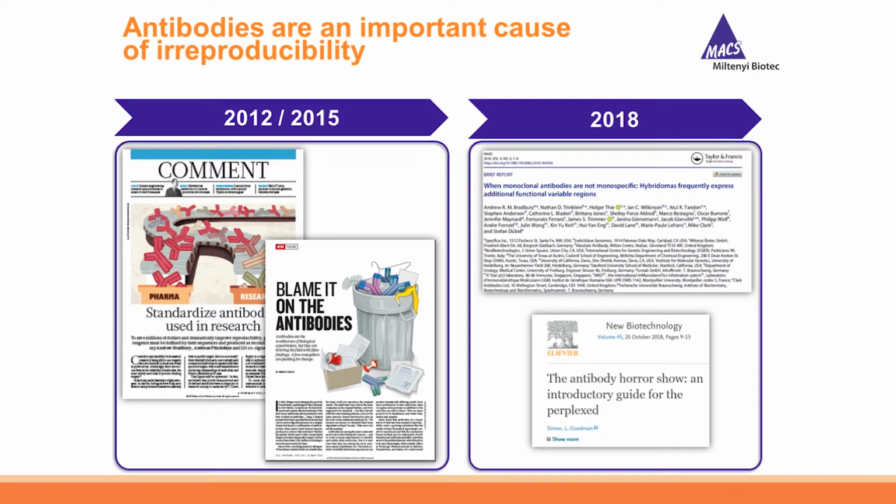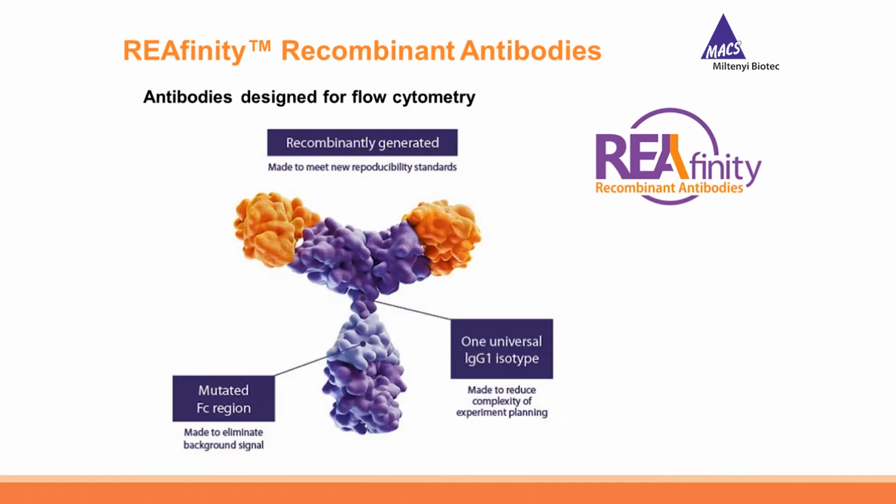Another key piece for your successful assays are the right reagents. In the past years, the subject was raised that one main reason for the issue with reproducibility in data acquisition is inconsistent antibodies. In 2018, it was discussed that even antibodies derived from hybridoma are more frequently equipped with additional functional variable regions. To solve this problem, we developed our own REAffinity recombinant antibodies.